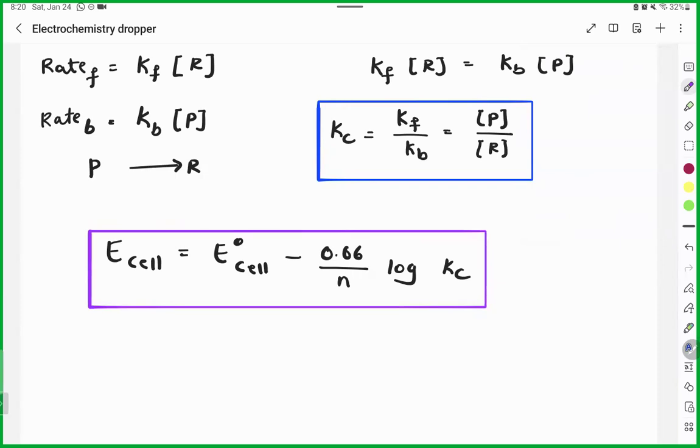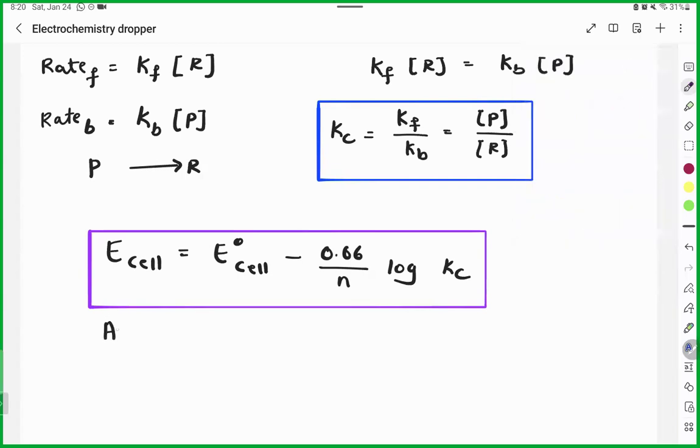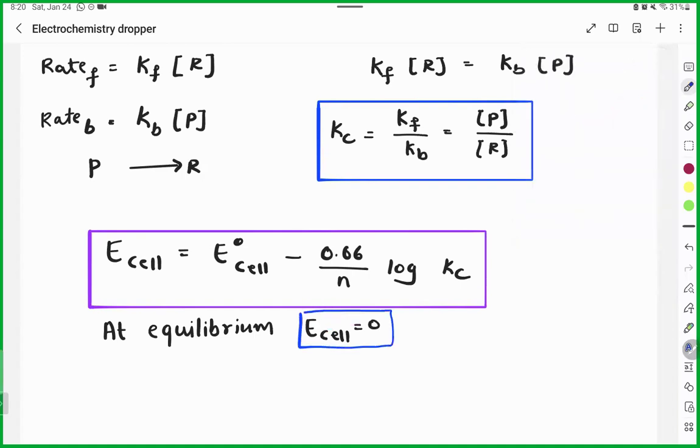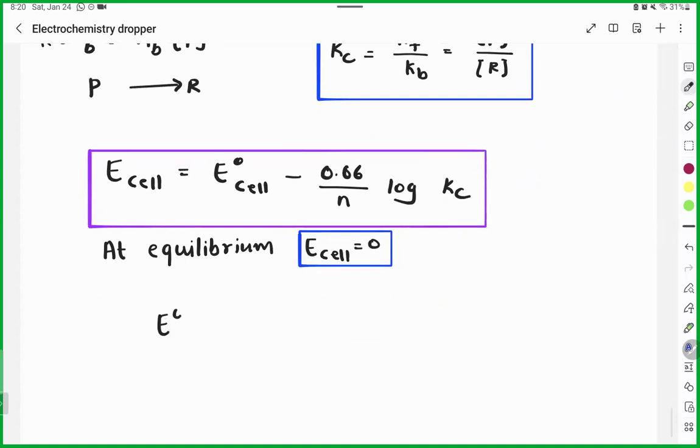And if you can write this, Pratigya, what value will be zero at equilibrium? In chemical equilibrium, which value will be zero? E cell value will be zero at equilibrium because your cathode and anode value will be exactly the same. So net will be zero at equilibrium. E cell will be zero at equilibrium. And if this is the situation, Barinder, what will be E naught cell value?